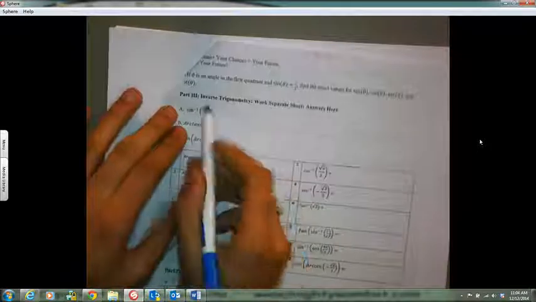Now, before I do these problems, I'll need to provide some background information. So let's assume we take the graph y equals cosine of x.